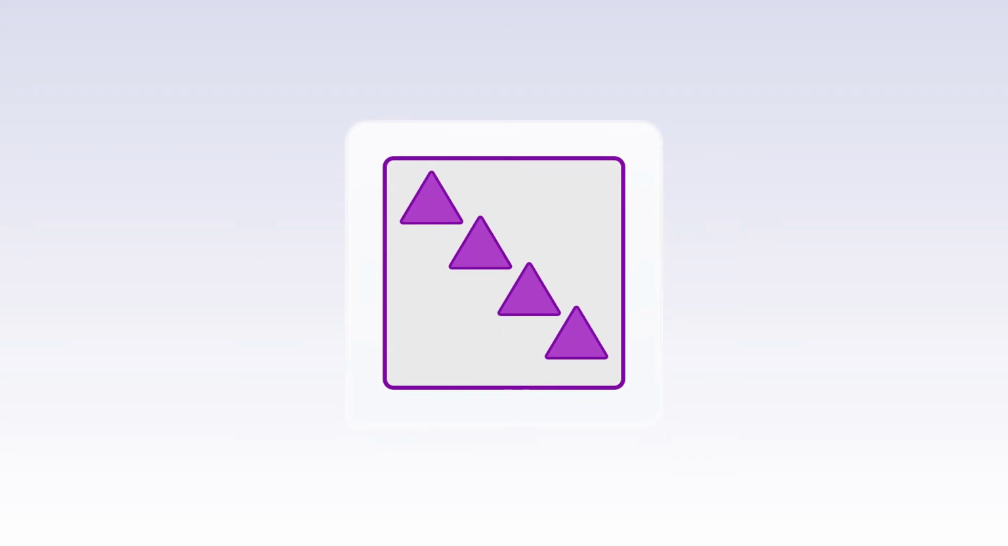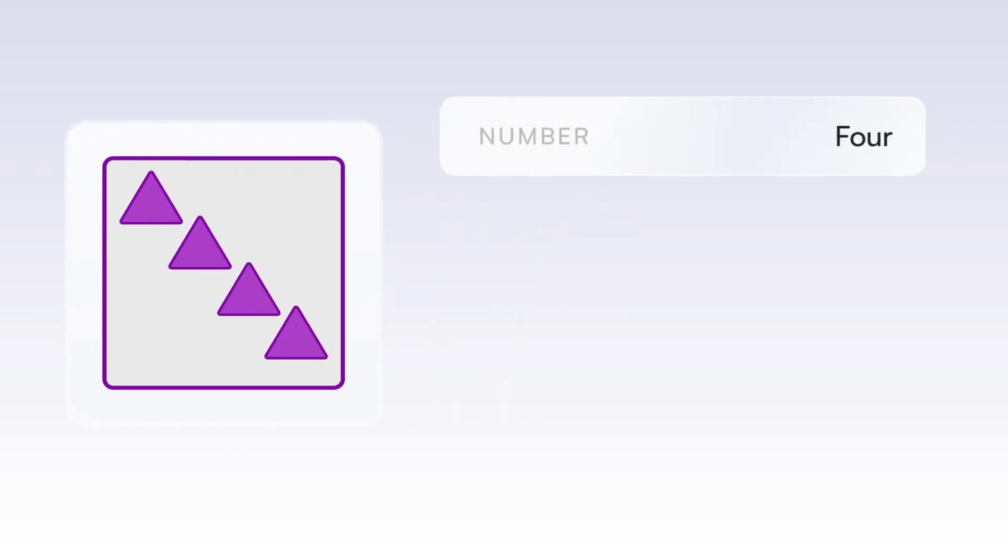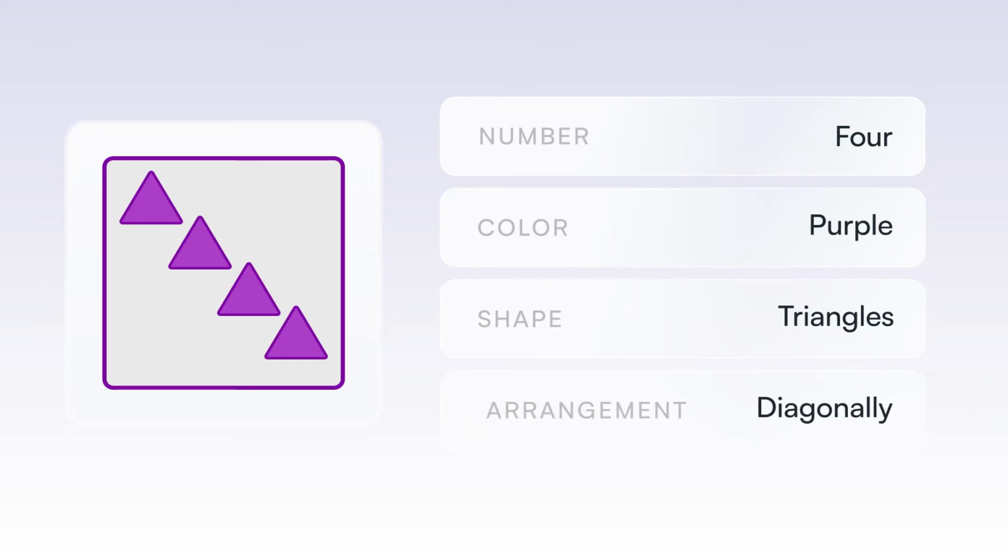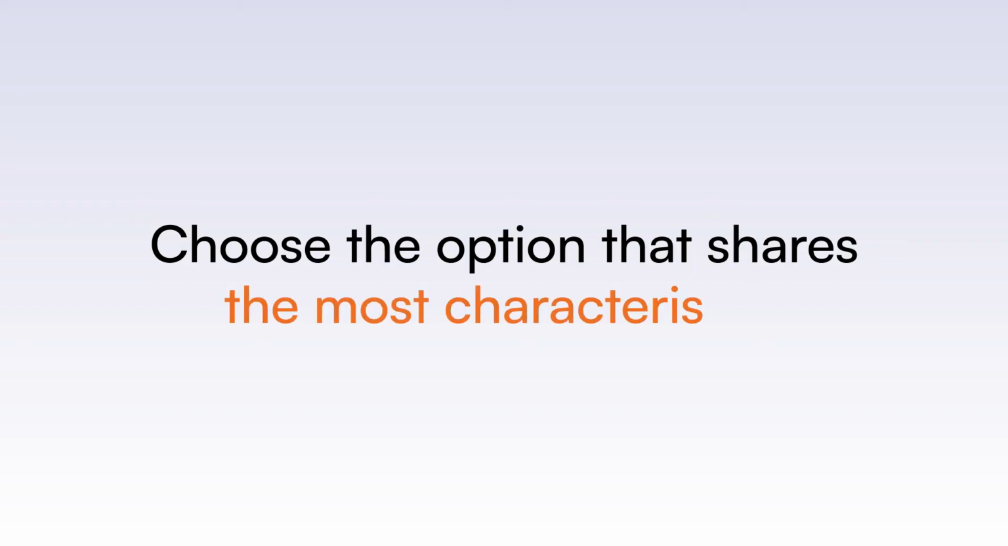For example, the image below has the following characteristics. There are a total of four triangles. All triangles are purple in color. They are all triangles in shape, and they are arranged diagonally. The options for each question can differ in 0, 1, 2, 3, or all four characteristics. You should choose the option that shares the most characteristics with the target image.